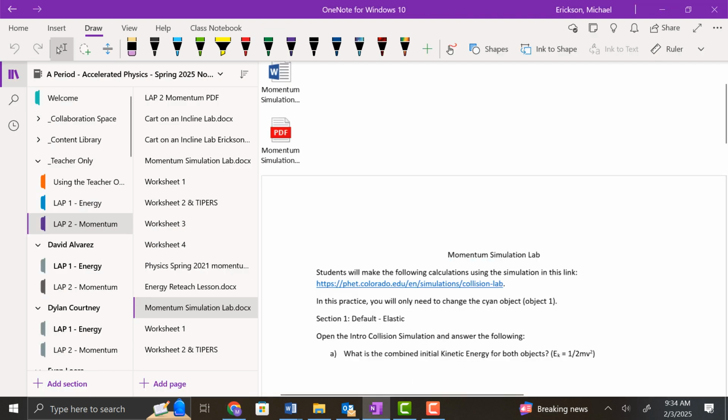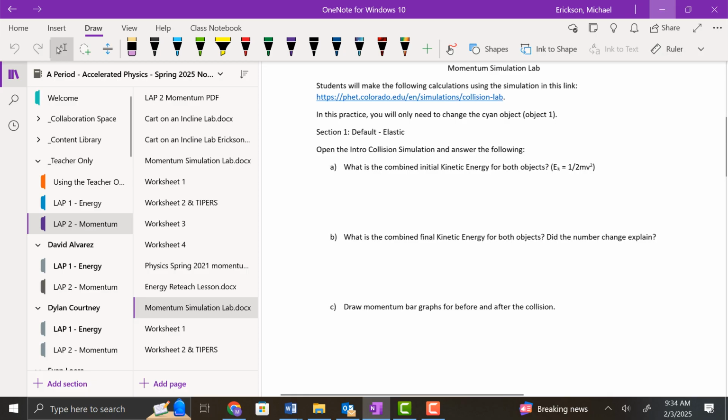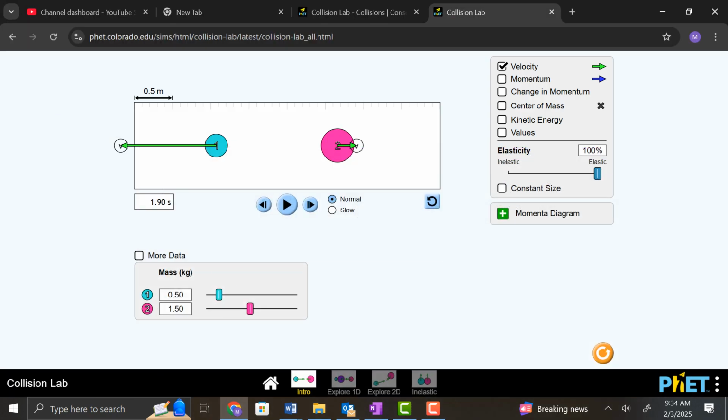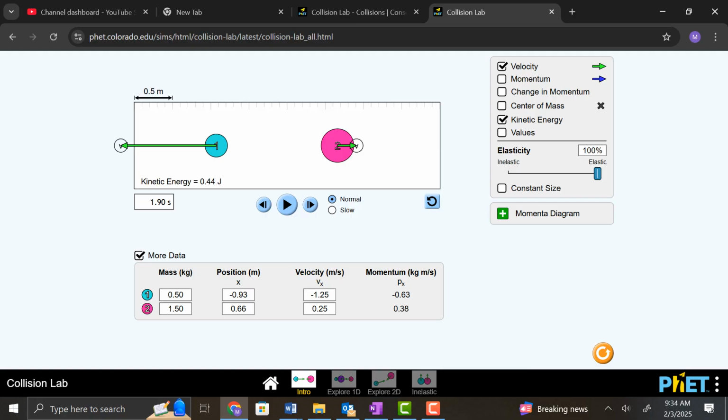What we want to break down first is what were their combined kinetic energies beforehand. We can go through all the work to figure this out, but let's just hit kinetic energy here. The kinetic energy of the system, these two objects combined, is equal to 0.44 joules. If I calculate 1/2 mv squared for object 1 plus 1/2 mv squared for object 2, I will get 0.44. And I notice after it's the same amount.